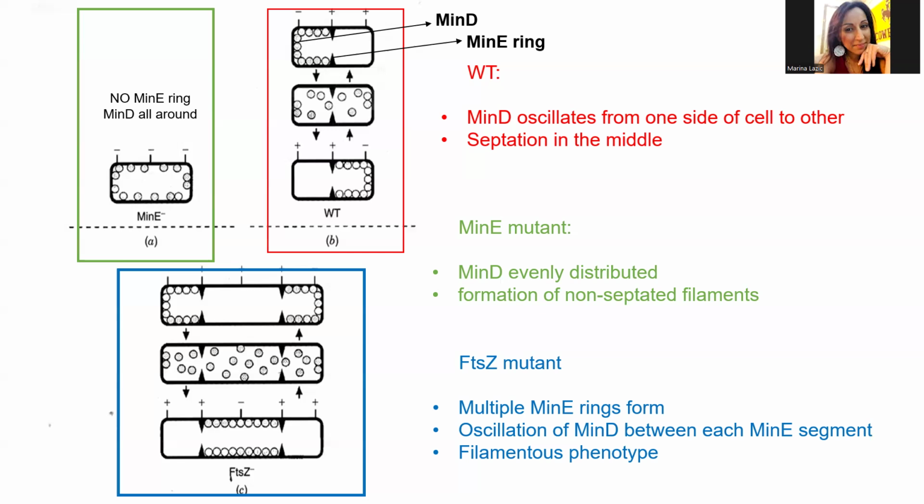The FtsZ mutant is a temperature sensitive mutant. Think of it as an altered form of FtsZ. It's not completely knocked out, it's an altered form. So you will see multiple Min E rings forming, and then Min D will oscillate between each Min E segment. So it's uncontrolled oscillation, and you see this filamentous type of cell.